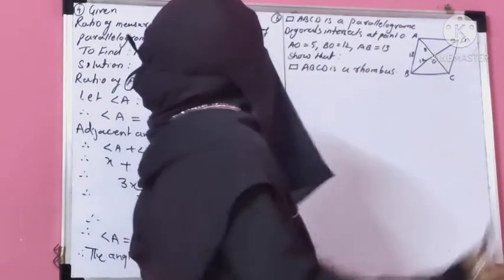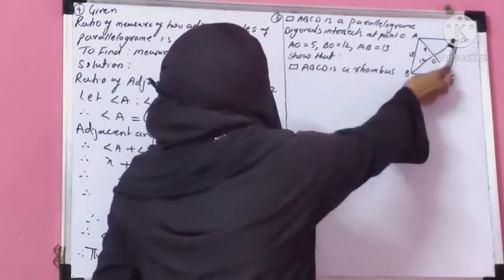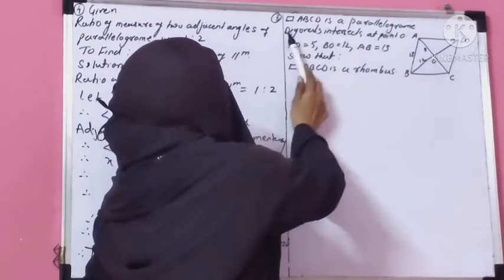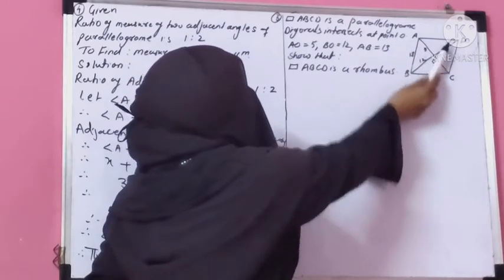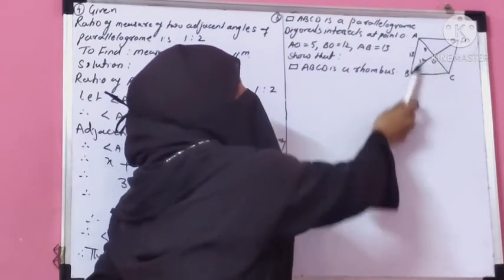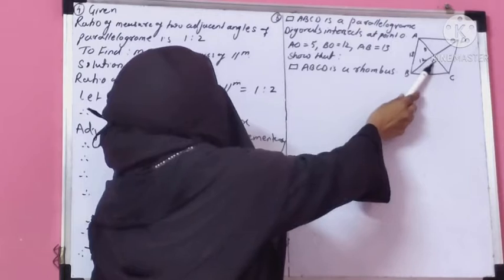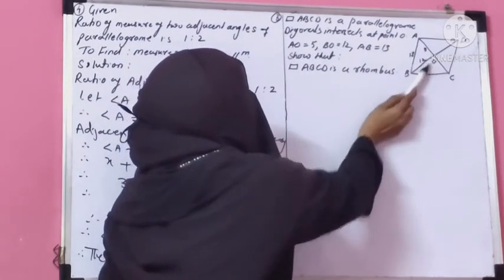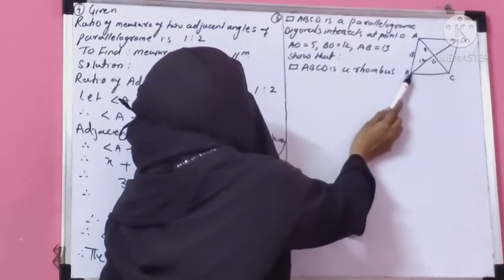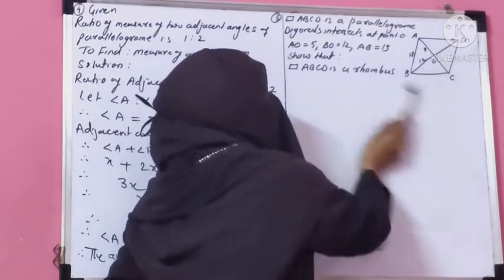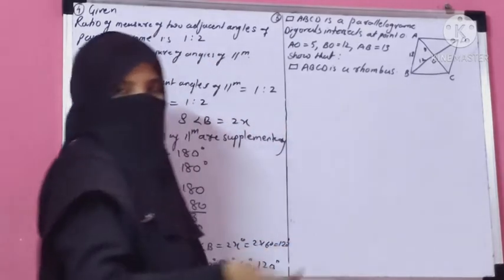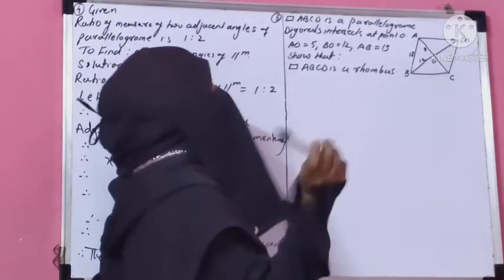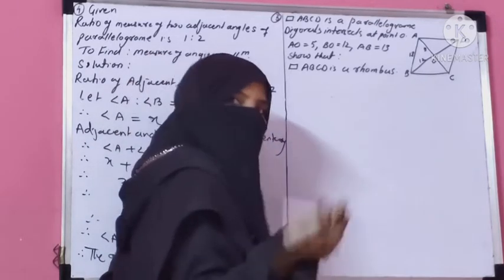Question number 5: quadrilateral ABCD is a parallelogram, and the diagonals intersect at point O. AO is given to you as 5, BO is given as 12 and AB is given as 13, and you have to prove this quadrilateral is a rhombus. Okay. Given is that this quadrilateral is a parallelogram and you have to prove that it is a rhombus.